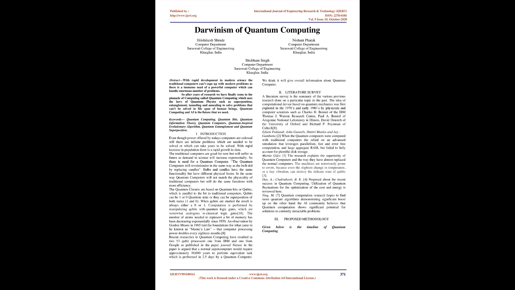The number of atoms needed to represent a bit of memory has been decreasing exponentially since 1950. An observation by Gordon Moore in 1965 laid the foundations for what came to be known as Moore's law, that computer processing power doubles every 18 months.